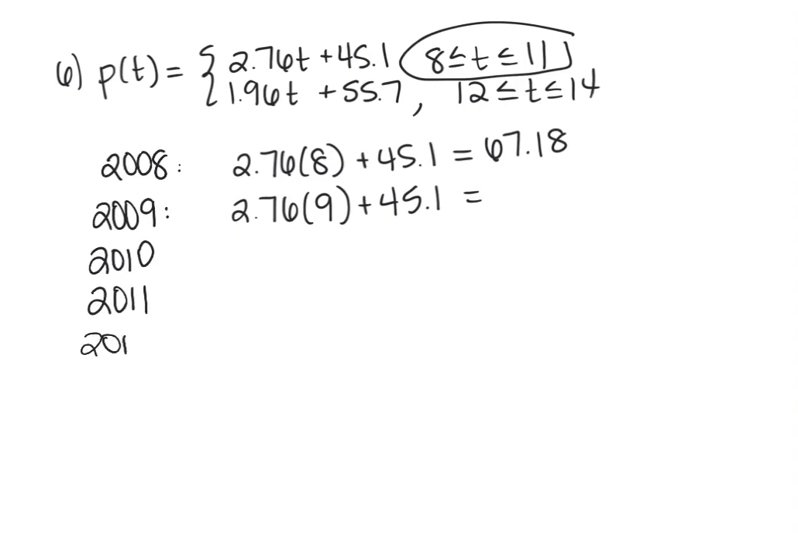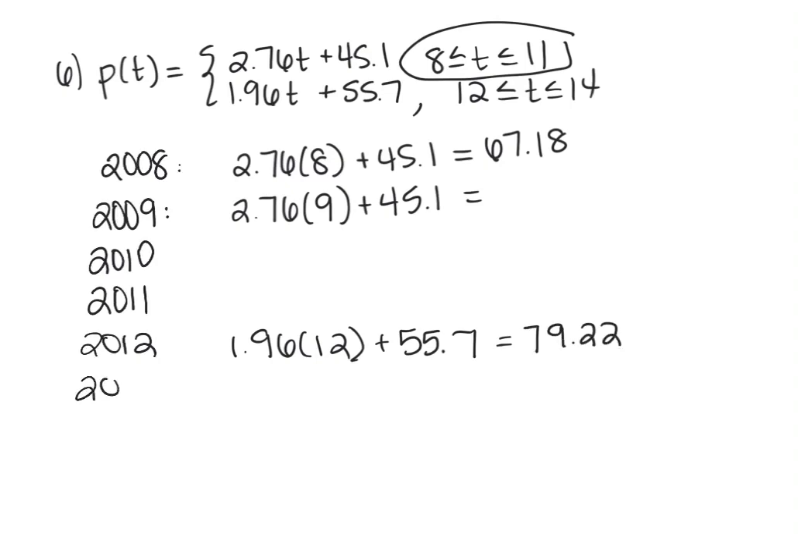Now, when I get to 2012, I need to plug into the bottom function, because for 12 through 14, it's defined with the 1.96t plus 55.7. So when I do that one, I should get 79.22. Do the same thing for 2013. I will plug into that same second function, because that's where it's defined for those values. And so you'll do that for 2013 and 2014.